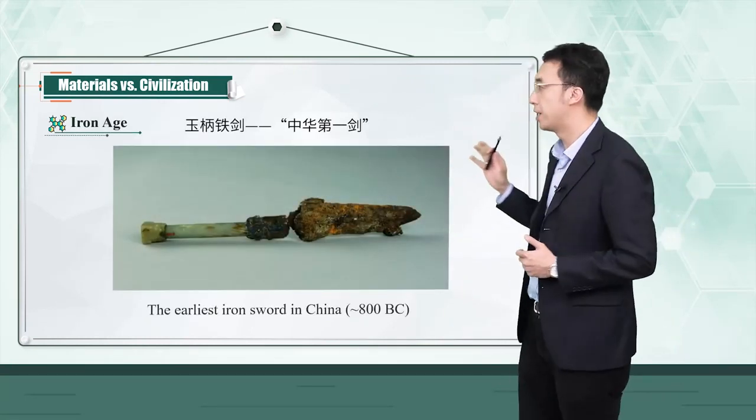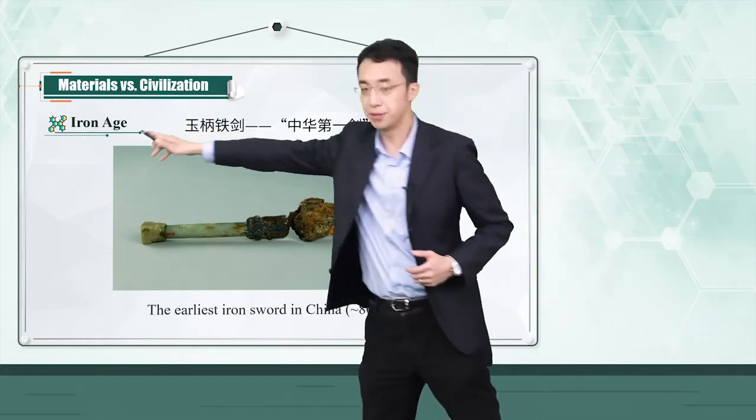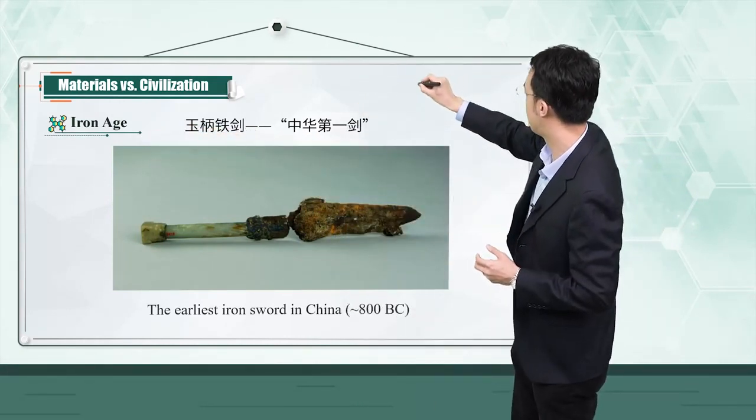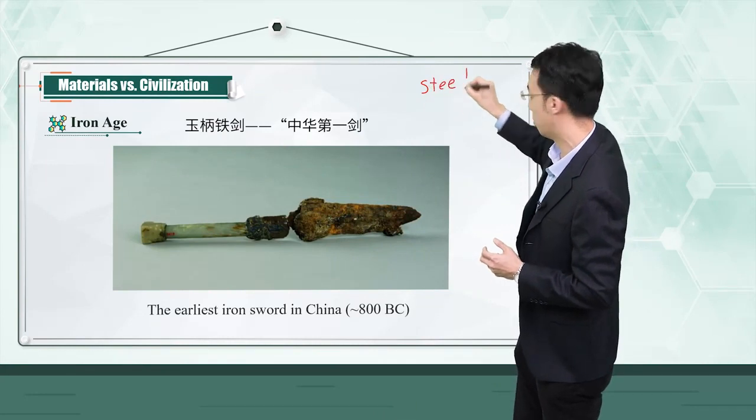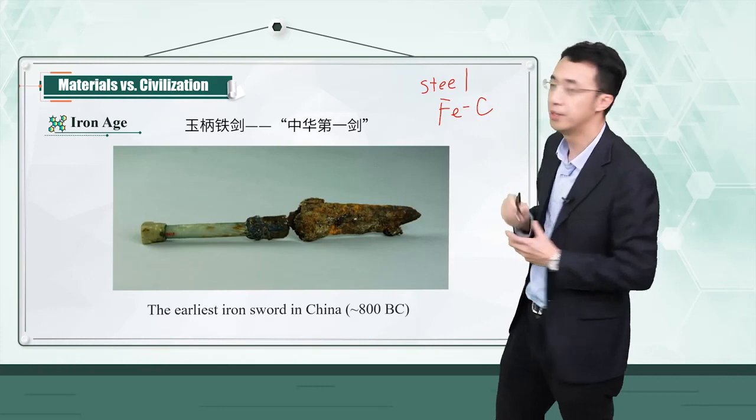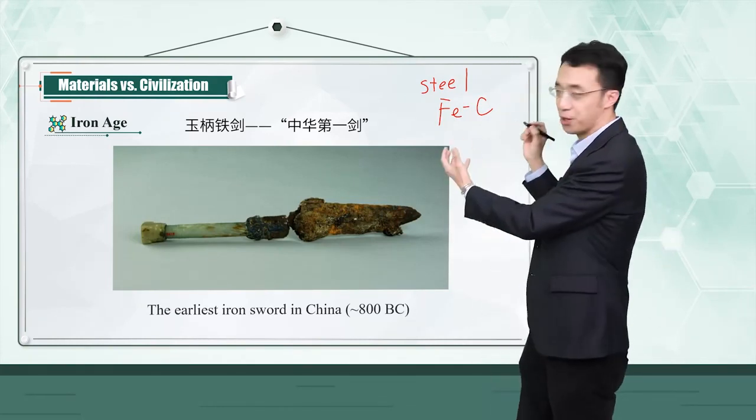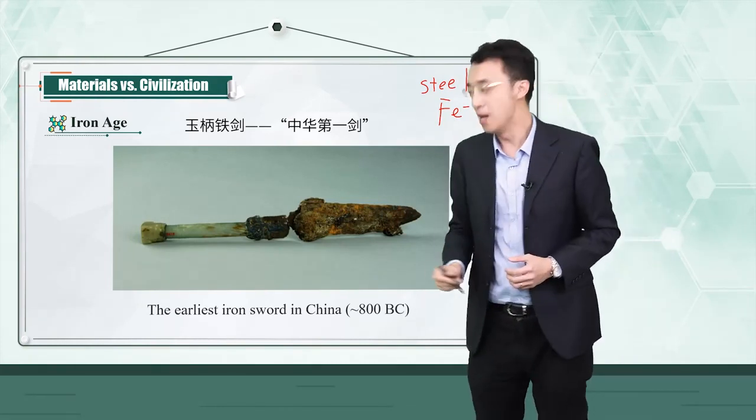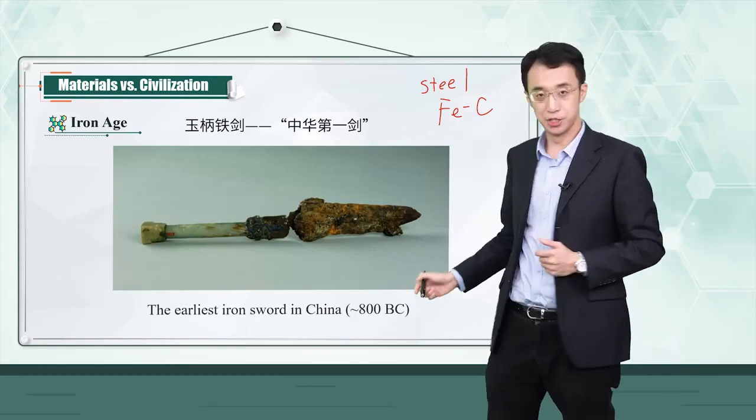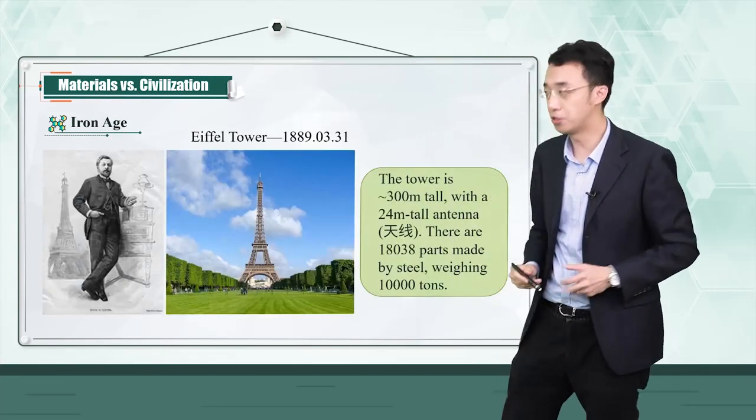And then we enter into the so-called Iron Age. Essentially, in the Iron Age, the material usually used is steel, right? Which is an iron-carbon alloy, or a combination of iron and carbon elements. And here is the earliest example of an iron sword in China, dated back a few thousand years ago.